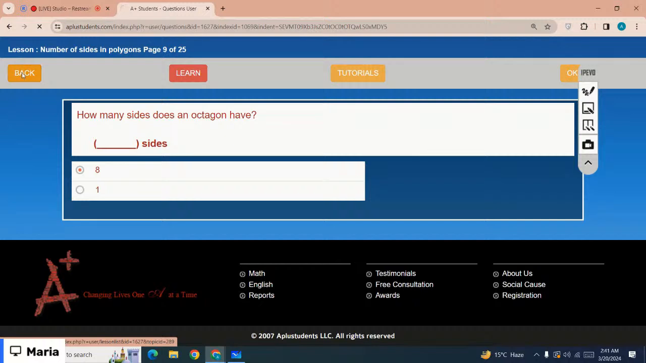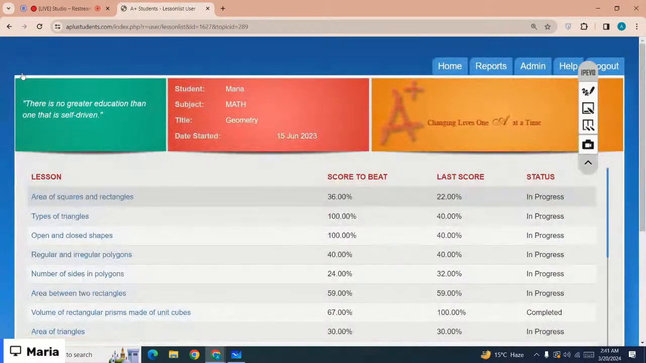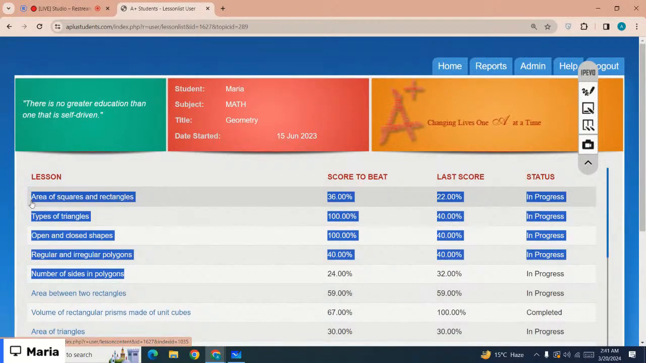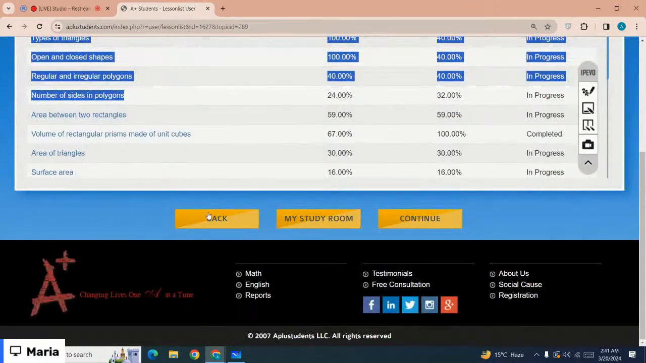Okay, so we were working on grade 5 math. The chapter we're working on is geometry. The lessons we have covered today are area of squares and rectangles, types of triangles, open and closed shapes, regular and irregular polygons, and number of sides in polygons, right? So please make sure before the next session you complete all the practice questions for the lessons we did today. That is your homework until the next session, right?